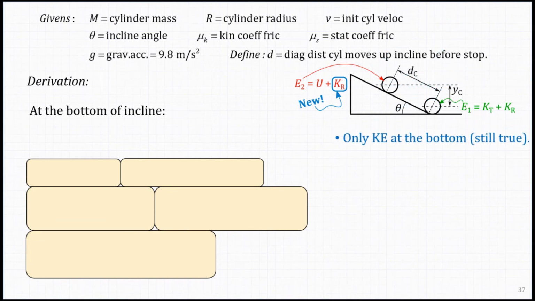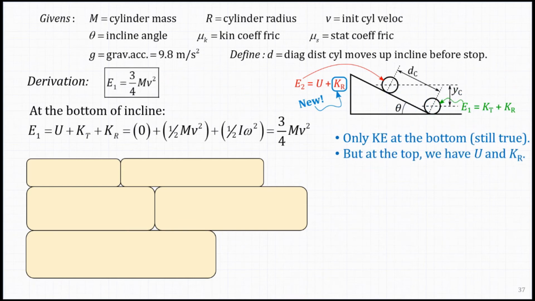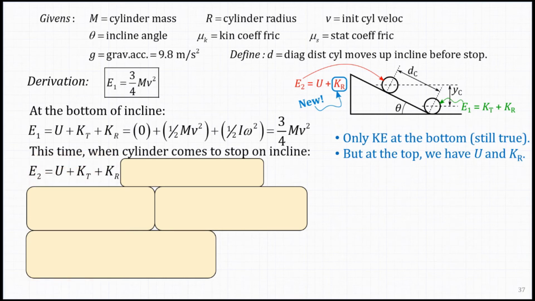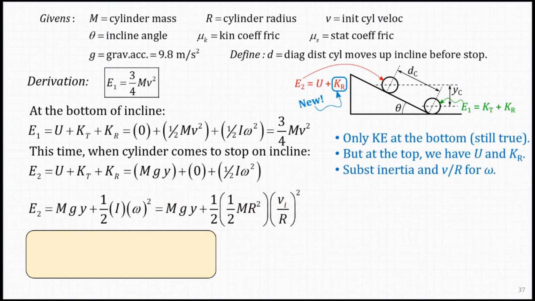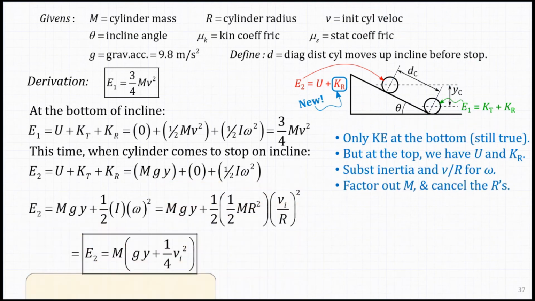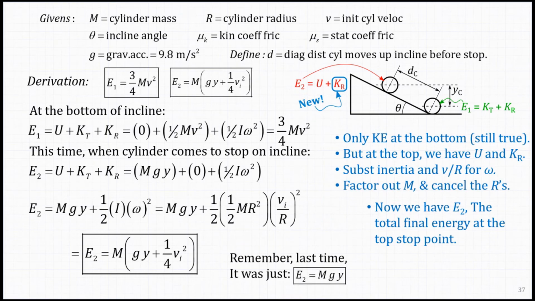We can do what we did before in part A with a few minor alterations. We still have a situation at the bottom of the incline where we only have kinetic energy, so that part hasn't changed much. But at the top, now we have gravitational potential and rotational kinetic energy. So when I put those in the equation, I get a slightly different answer for E2. I substitute in the inertia and the V over R as we did before. I factor out the m's, cancel out the r's, and I end up with an E2 that looks a little bit different than what we had before. This is the total final energy at the top stopping point. Remember, last time all we had was mgy.